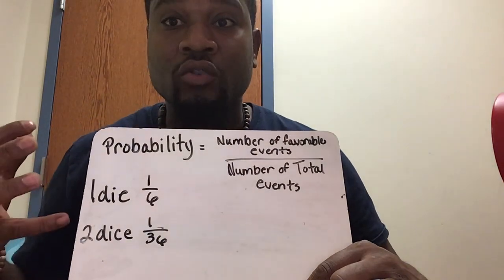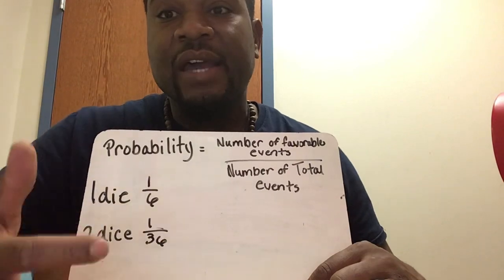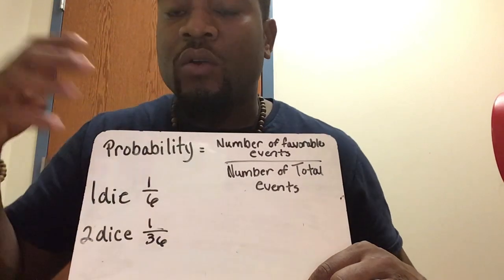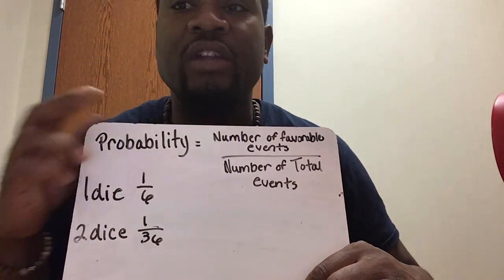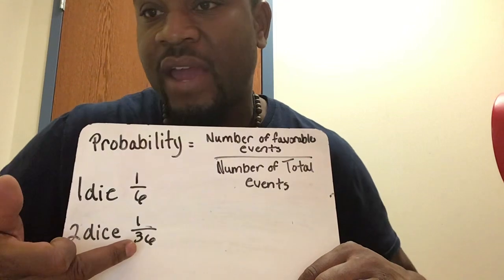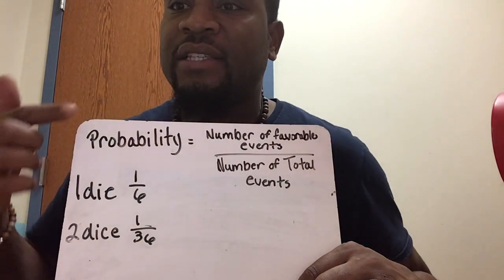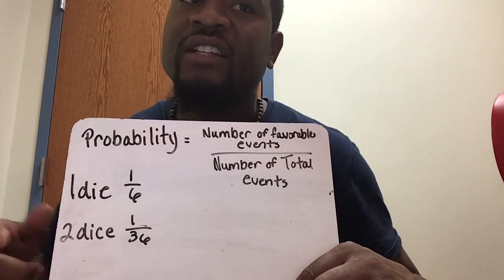When we have two dice, we have 36. You multiply 6 times 6. That means your number of outcomes increases because it's two dice now. So now we have a possibility of 36 different outcomes. With one die it's 1/6. When it's two dice, it's 1/36.